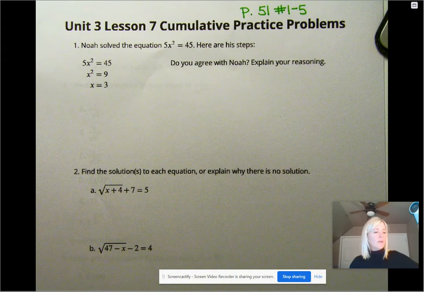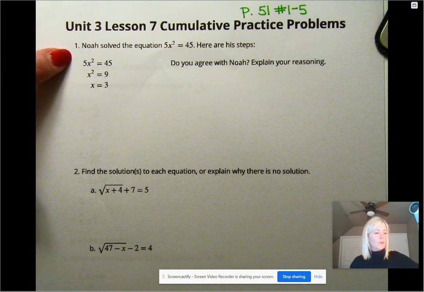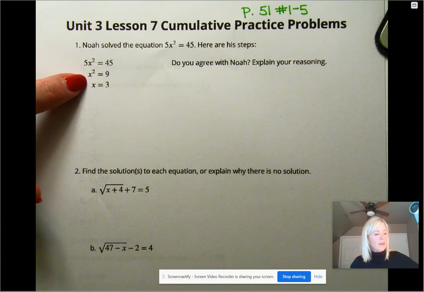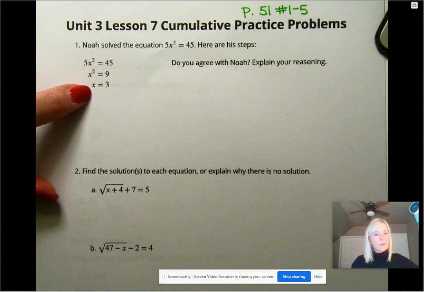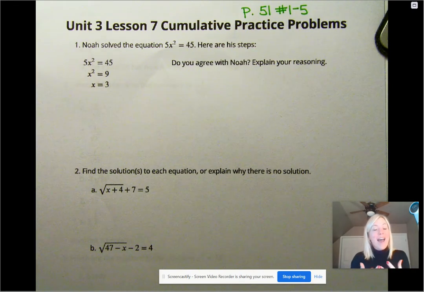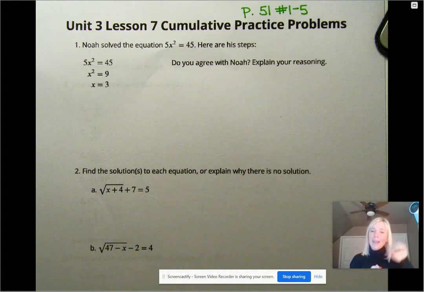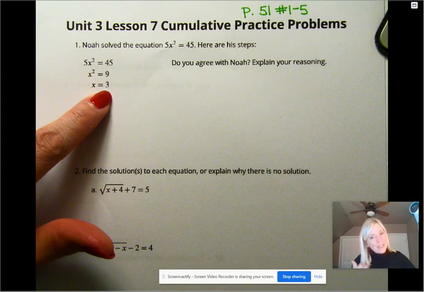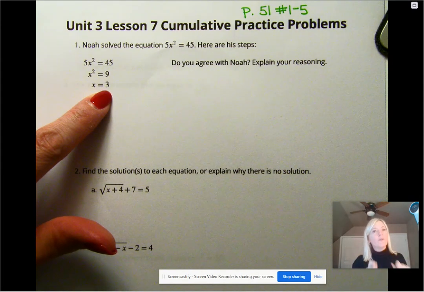Number 1, Noah solved the equation 5x squared equals 45. It looks like his first step was to divide both sides by 5, and then he got x squared equals 9, and then take the square root of both sides to get x equals 3. Do you agree with Noah? Well, I halfway agree. I agree he got half of the answer, but he needs the other half, because not only is 3 squared equal to 9, but remember, -3 times -3 is also equal to 9.